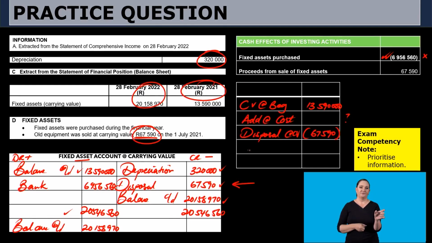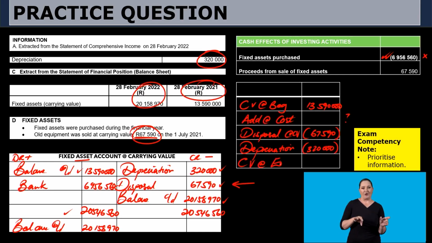67,590. And then you come here, you also record your depreciation for the year. And your depreciation for the year is your 320, in brackets, 320. And then lastly, you have your carrying value now at the end. And your carrying value at the end, that's 20,158,970. The question then is, how do I get that question mark?